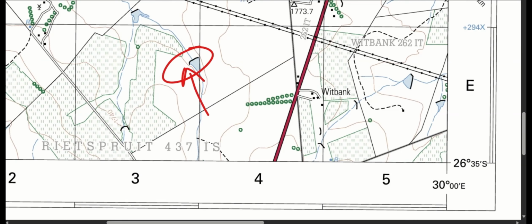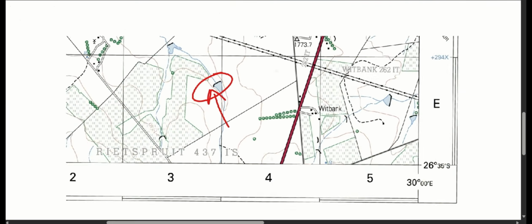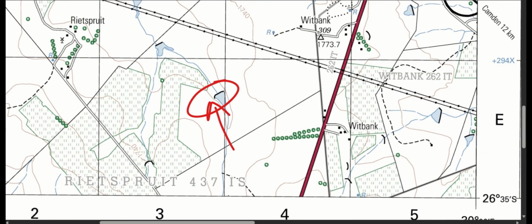Another one that supports this statement is this dam wall over here. So it means now two dam walls appeared, that show us that this river, in this case, is indeed flowing towards the northwest like that.